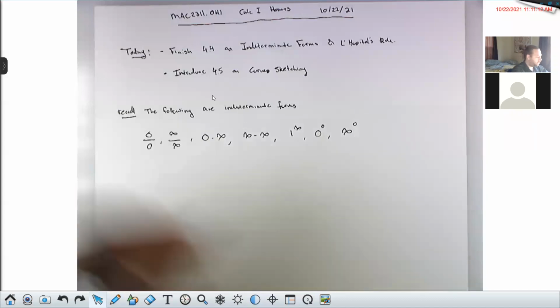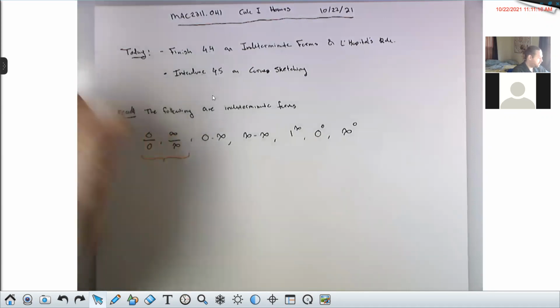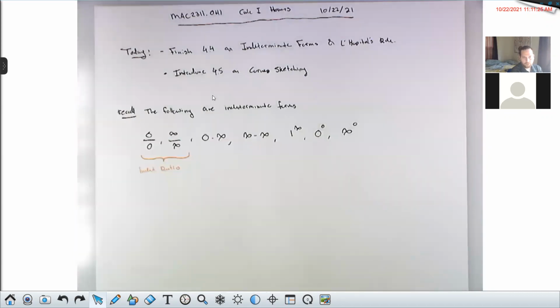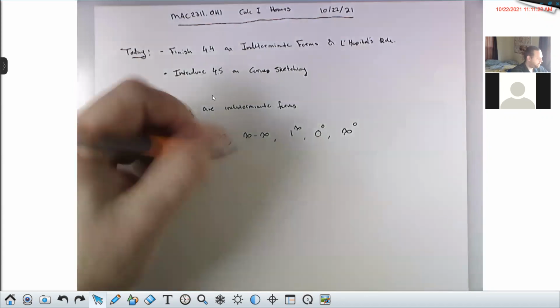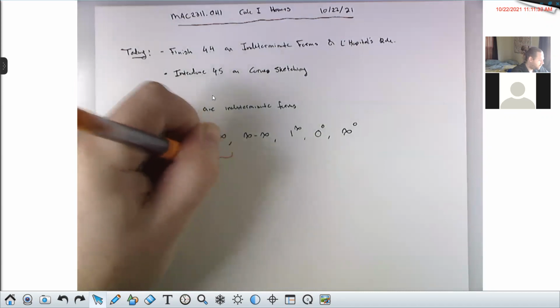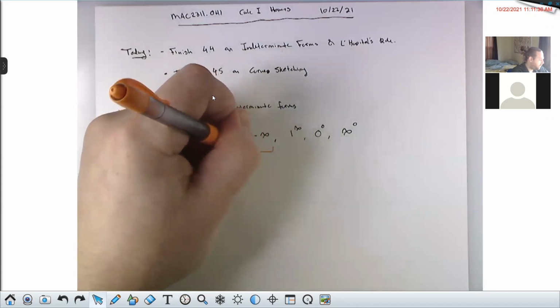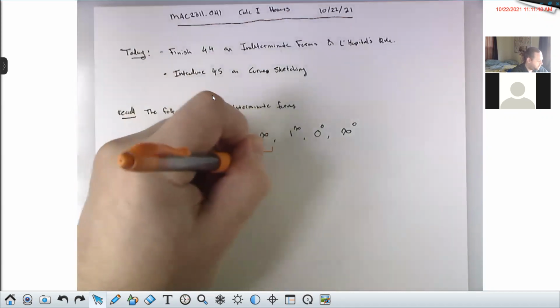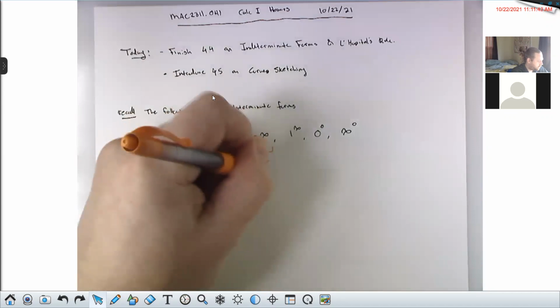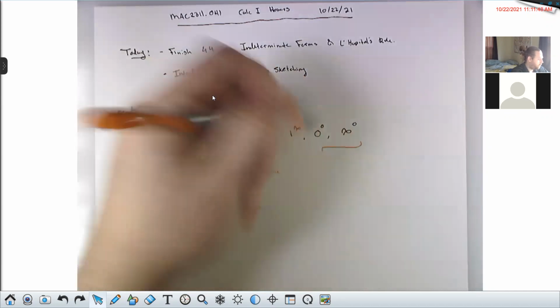Remember, the first two are called indeterminate ratios. And an indeterminate ratio is the only thing we can apply L'Hopital's rule to. 0 times infinity, this is an indeterminate product. Infinity minus infinity is an indeterminate difference. And these three are called indeterminate powers.